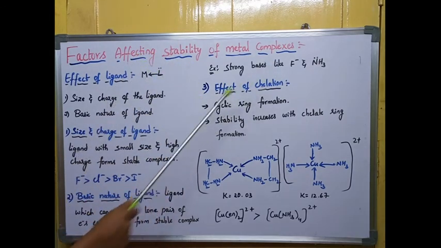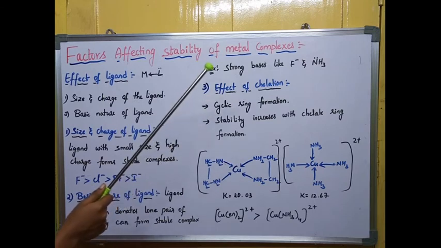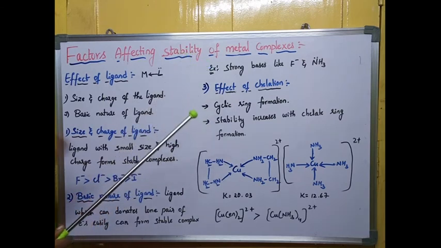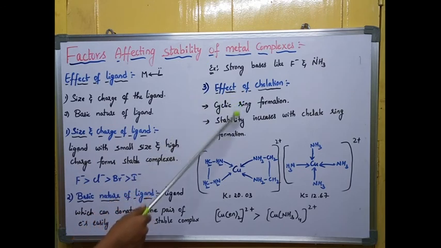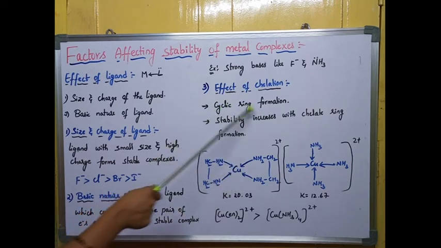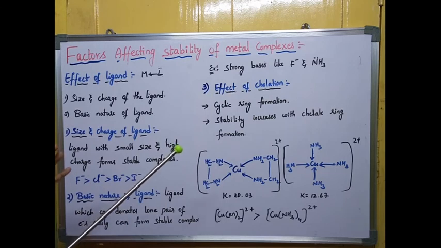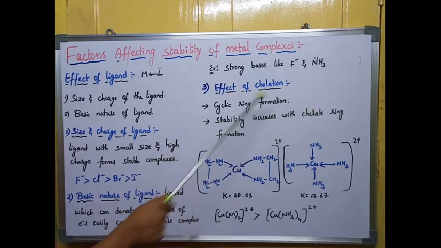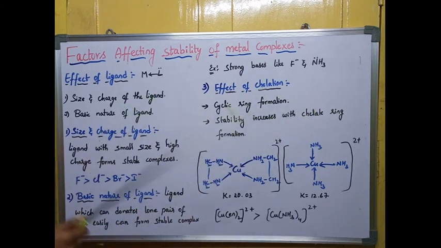Next coming to the effect of chelation. Already we have discussed that chelation is nothing but formation of a ring-like structure. A chelating ligand will have more than one donor atom. Whenever a chelating ligand donates electrons, it forms a cyclic ring around a central element. That cyclic ring formation is called a chelate. So the stability increases with chelate ring formation. Whenever a complex has a chelate ring, it is more stable when compared to a normal complex.